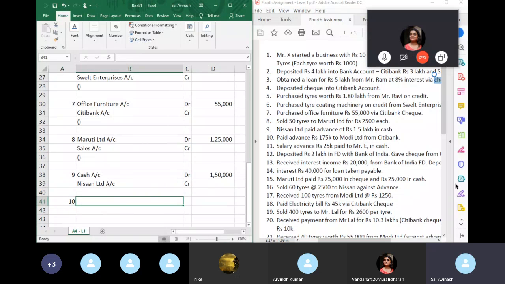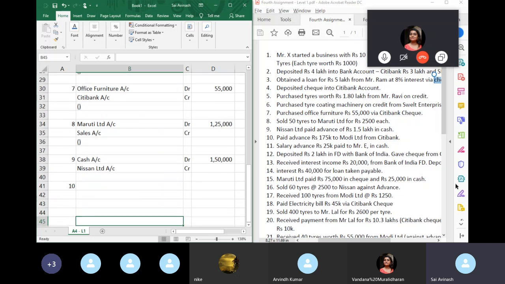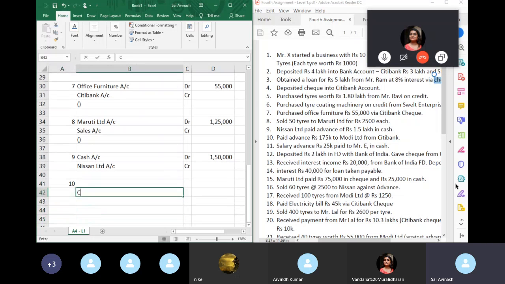The 10th transaction is where we are paying an advance. So paid an advance of 1.75 lakhs to Modi Limited from Citibank. I know that because I'm paying money, my bank balance will reduce, right? And here, Modi Limited is my vendor because I'm going to buy something from him, and because he needs money to procure whatever I am purchasing from him, I'm going to give an advance, some money for him to start procuring the item that I need from him. Okay. So here, this is Modi Limited. We know that because I'm purchasing stuff from him, he is my vendor.